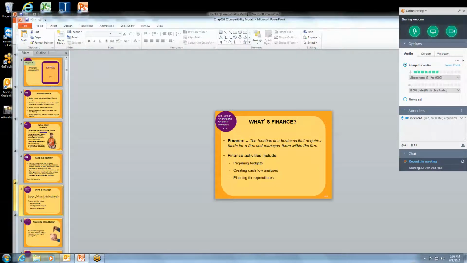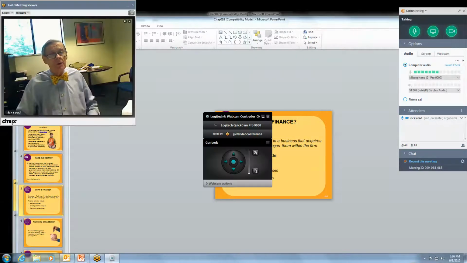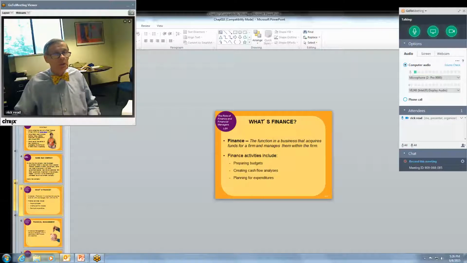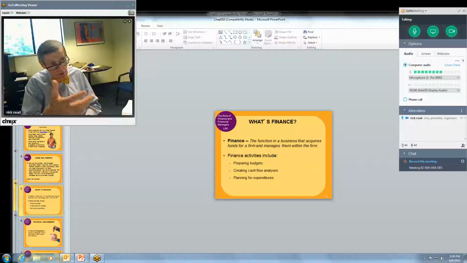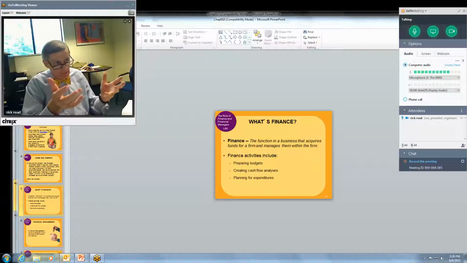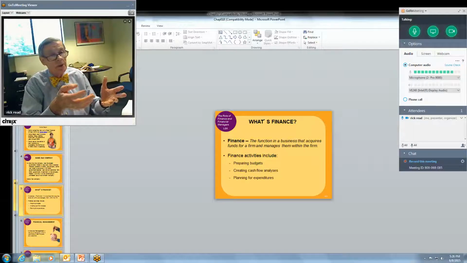Well, here's the question that's posed here, and I think it's probably a good question to ask. What is finance? This is what the firm does, and usually there is a person that does this. Large companies will have a person known as the Chief Financial Officer, CFO, and he or she will be in charge of an office that oversees this, and then probably have a number of other people working with them.